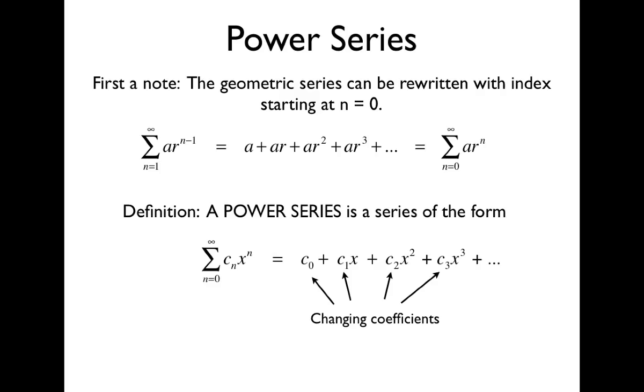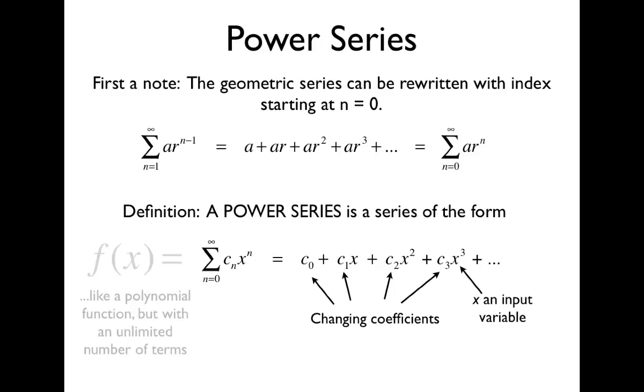Okay, now notice the coefficients are changing with n. Coefficients are changing according to n. And then we can think of x as an input variable, and that's what makes this kind of like a polynomial with an unlimited number of terms. So you can think of this kind of like a polynomial function. But you just keep adding terms, right, with higher and higher powers of x.